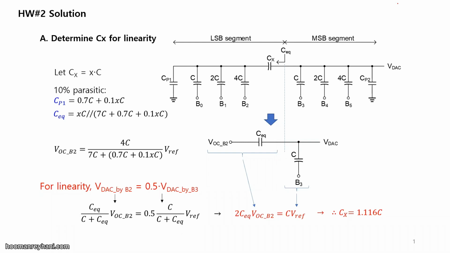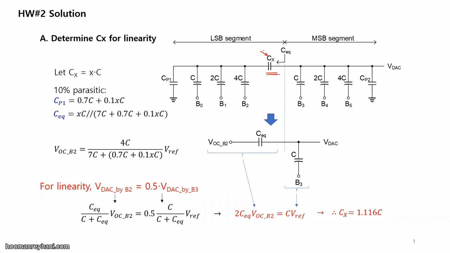This is the homework 2 solution session. In homework 2, we are given a 6-bit binary weighted capacitor DAC with a segmented architecture by the attenuation capacitor of Cx, right? And we are requested to find the required Cx value for perfect linearity.